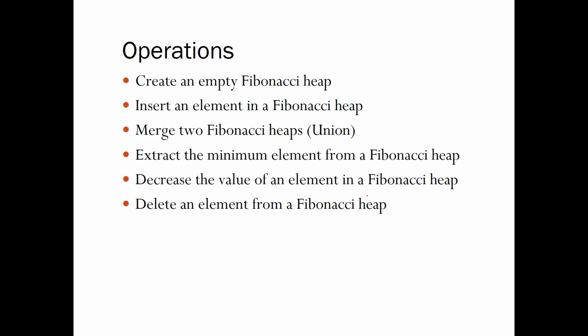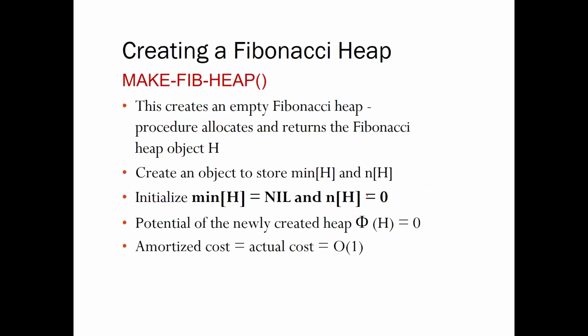Now, what are the different operations to be done? Create an empty Fibonacci heap, insert a new element. You can merge two Fibonacci heaps, extract the minimum element from the Fibonacci heap, decrease the value that we saw previously in binomial heaps, then delete an element. So we'll see what the algorithms pertaining to this are.